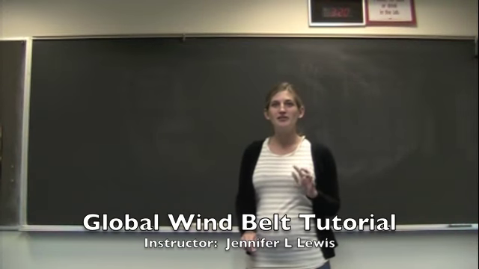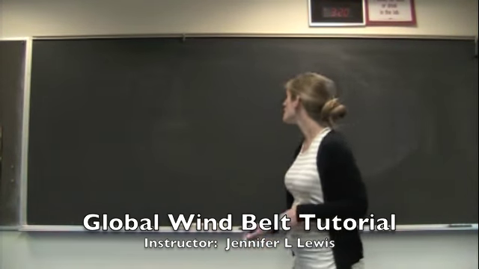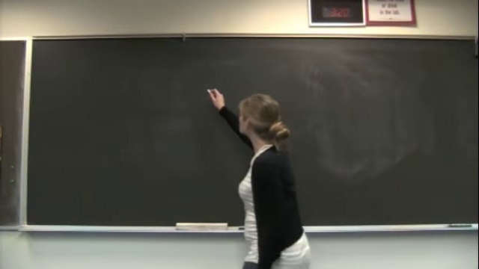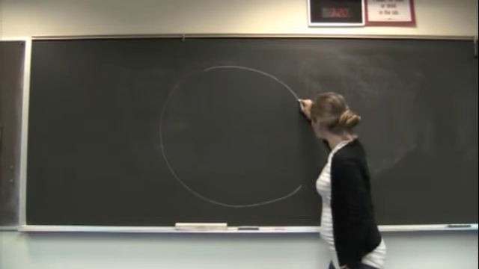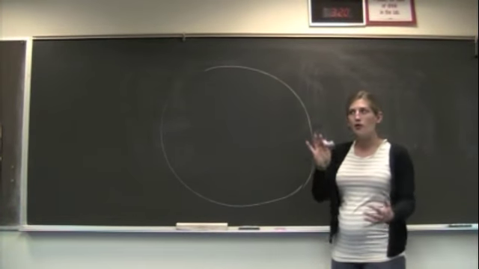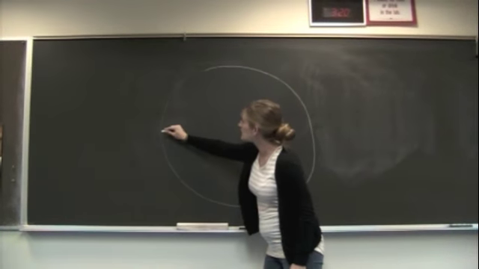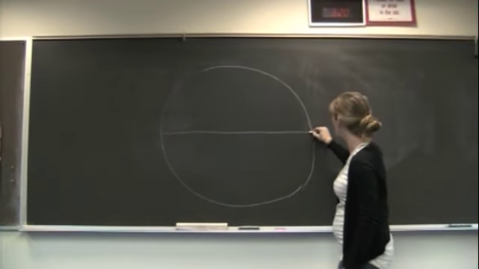In this demo, I'm going to be talking about the global wind belts. I'm just going to draw on the board a large globe so you can visualize it. We know that the globe, not a perfect circle in this case, is divided into different lines of latitude.